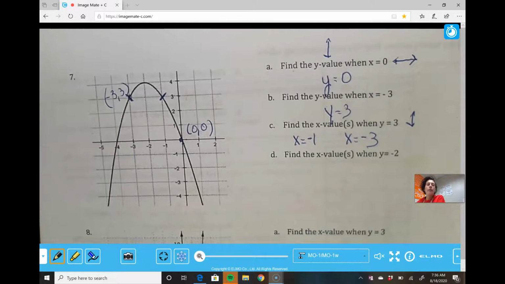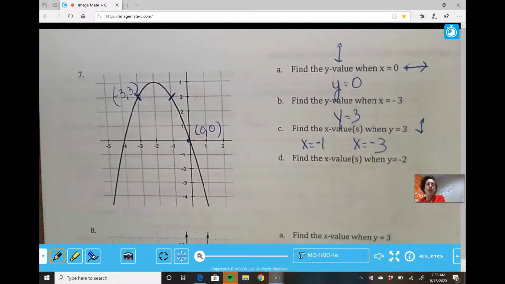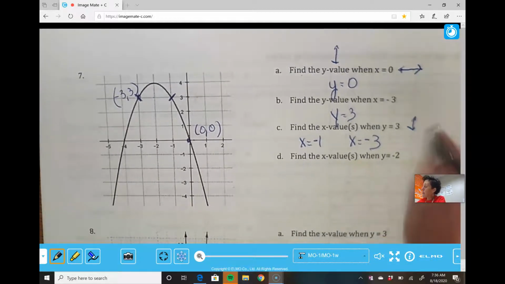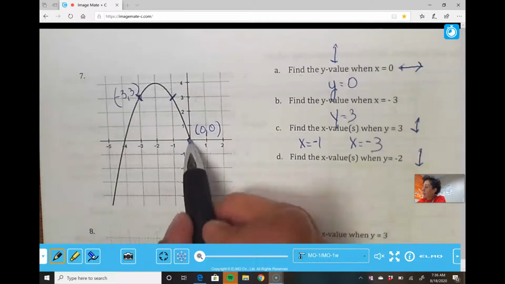But when can you just look at your shape and figure that out? So for the last one, find the x values where y equals -2. So again, this is up or down. I'm going to move down 2.